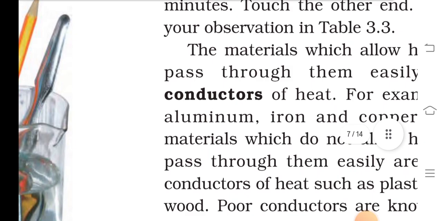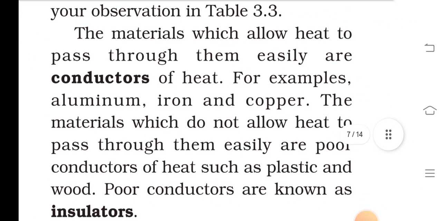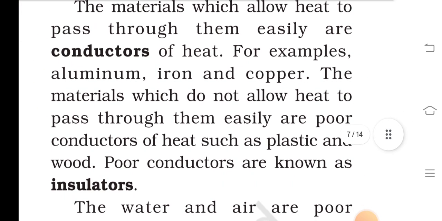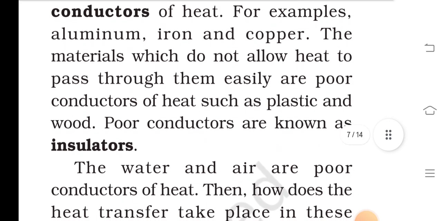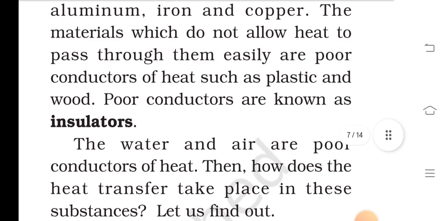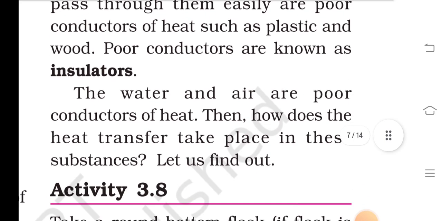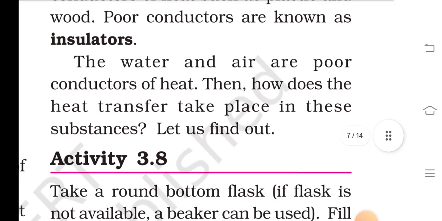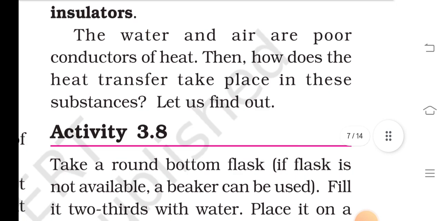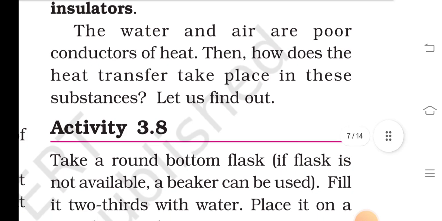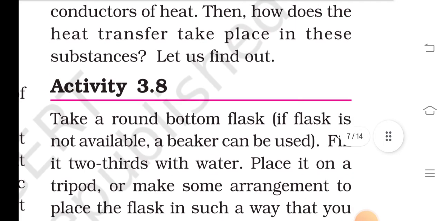The materials which allow heat to pass through them easily are conductors of heat, for example aluminium, iron, copper. The materials which do not allow heat to pass through them easily are poor conductors of heat, such as plastic and wood. Poor conductors are known as insulators. Water and air are poor conductors of heat. Then how does the heat transfer take place in these substances?